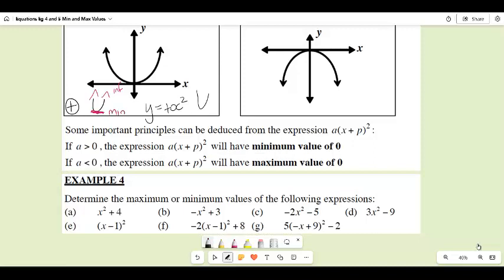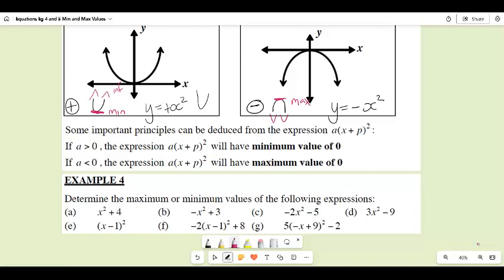The same is true for the other side. If y is equal to negative x squared, then we have a negative value. A negative means a frowny face. So in your frowny face, it means it goes to infinity to the bottom and it stops at the top somewhere. Somewhere at the top is going to be our maximum value.